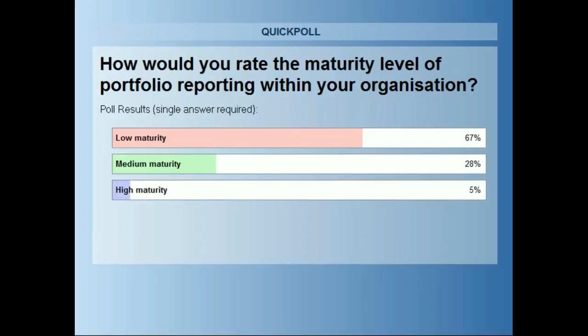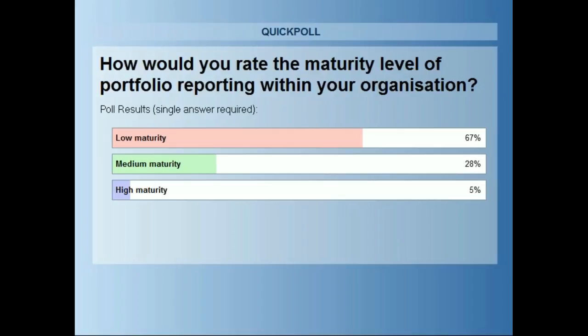Okay, thank you very much for taking part. So looking at the results there, we got 67% that are low maturity, 28 that are medium. So I guess the majority being low, I think this is great. This means that hopefully you can take some of the pointers from the journey that we went through that I'm going to describe today. Thank you very much.